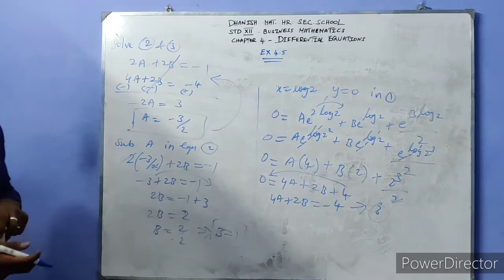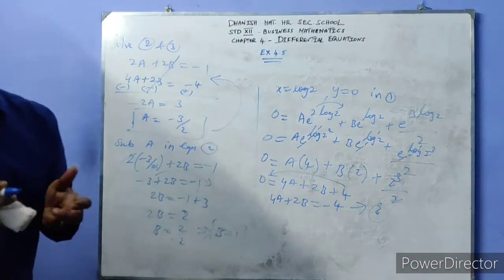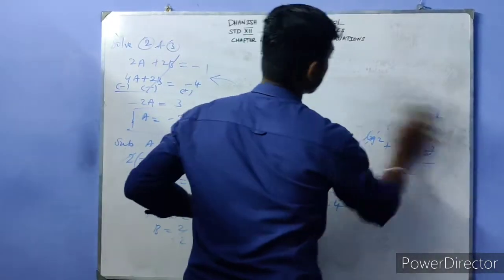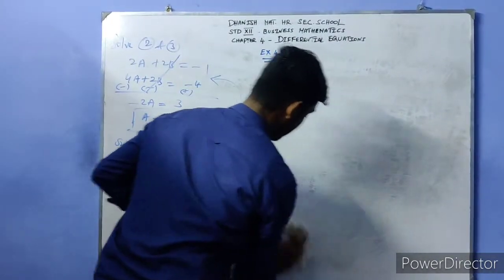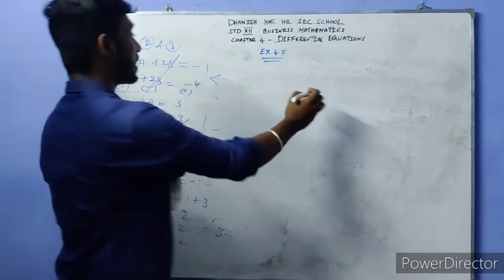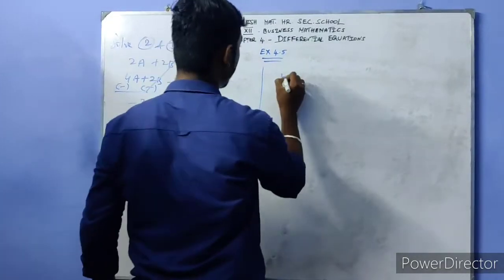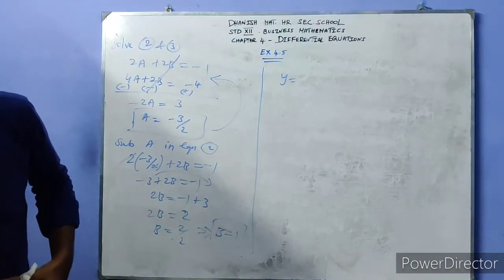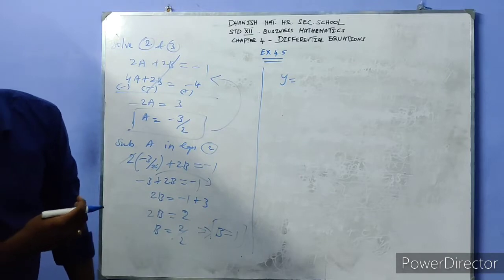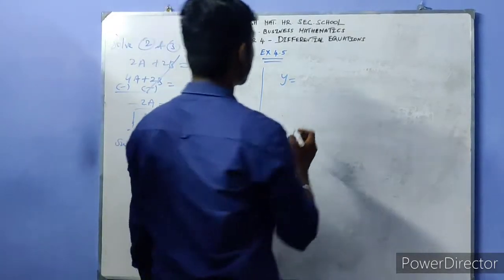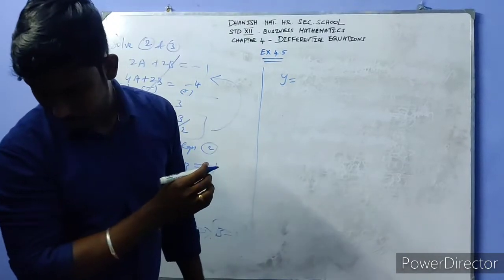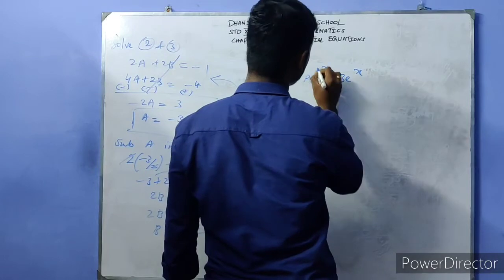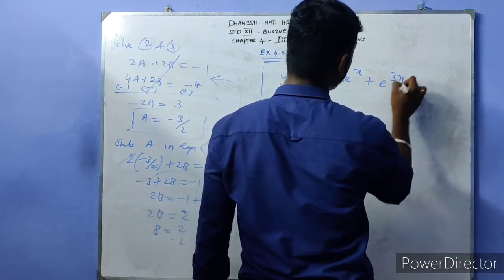So what is the value for b? That will be 1. Now we are going to substitute the a value and the b value into the general solution. What is the general solution? Y is equal to a e power of 2x plus b e power of x plus e power of 3x divided by 2.